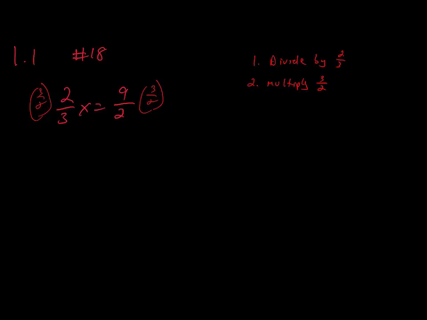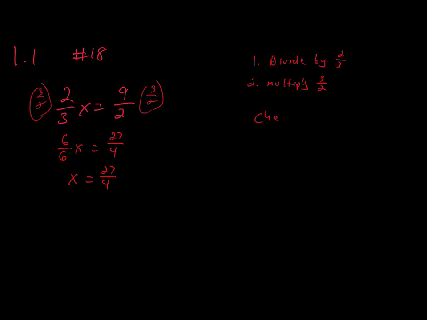Here I have 3 over 2 times 2 over 3, which will give me 6 over 6. And then when I multiply these, I get 27 over 4. 6 over 6 cancels out, or becomes a 1. And so I get x is equal to 27 over 4.